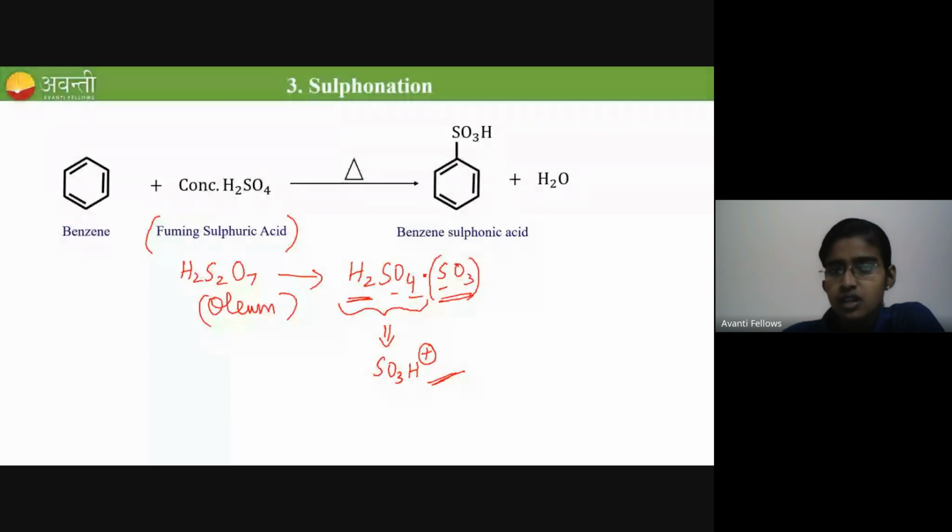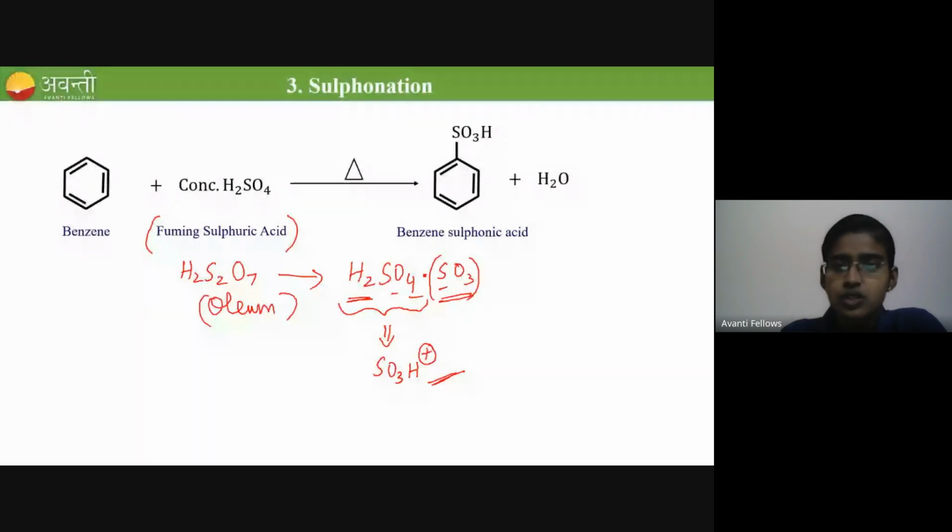Now, next we will go with the fourth reaction. Shall we go with the fourth reaction? So, have you all noted down this? Third, sulfonation. Yes or no? Yes. Very good.